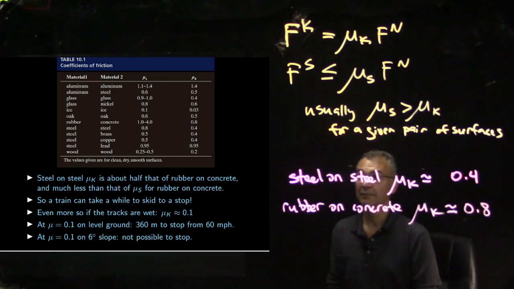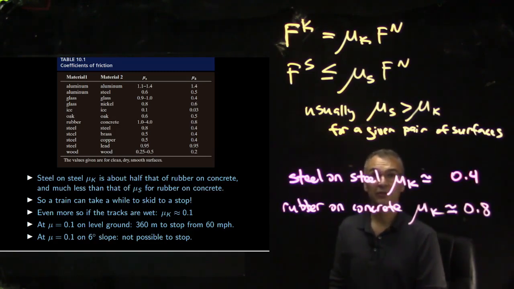Another thing to bear in mind is if you have a train on wet, slippery tracks with a coefficient of 0.1, if you start from 60 miles per hour, it can take about 360 meters to slide to a stop at mu equals 0.1 on level ground. Oh, I guess we could work that out now. Once we learn how to work out friction on an incline, which we'll do in a moment, we could work out that on a 6-degree slope at mu equals 0.1, it's actually not possible to stop. So you especially don't want to challenge a train if it's on wet tracks going downhill.